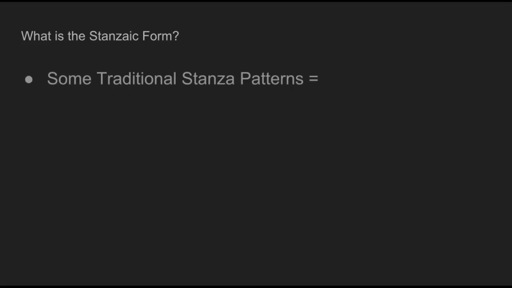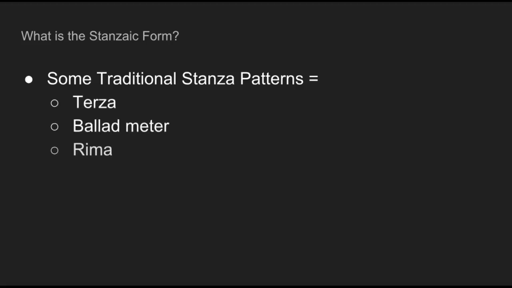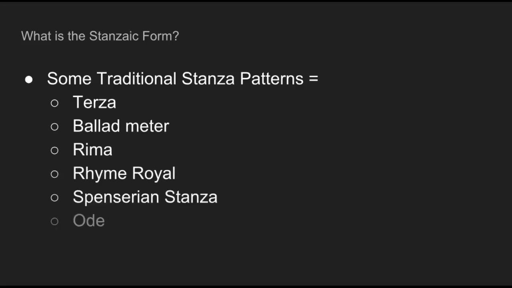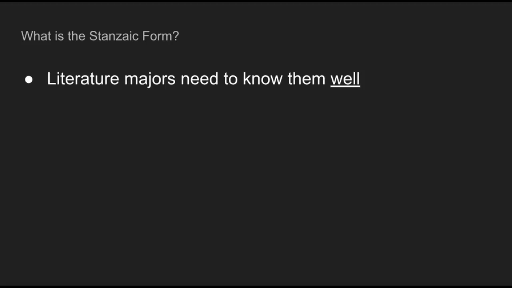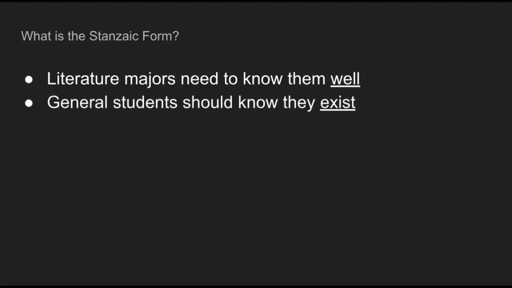So what are some traditional stanzas that may appear as you're looking at poetry? Well, the terza rima, the ballad meter, the rima, rhyme royal, Spenserian stanza, and ode. You could always Google to look up more about these specifically, or if you're in my class, then you can ask me and we can talk about them in particular as we look at that. Literature majors need to know them fairly well. If you're going to study literature, you need to know them so you can recognize them. General students, you should know that these things exist. So pay attention to that.